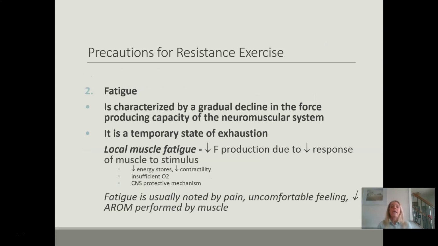Fatigue, we're looking at a decline in the muscular force and the neuromuscular system. It's a temporary state of exhaustion. We can have local muscle fatigue where we start to see a decrease in the muscular force production and a decreased response to that stimulus. Typically what you're going to see here is compensation, loss of form. The patient is not going to be able to do the exercise properly anymore.